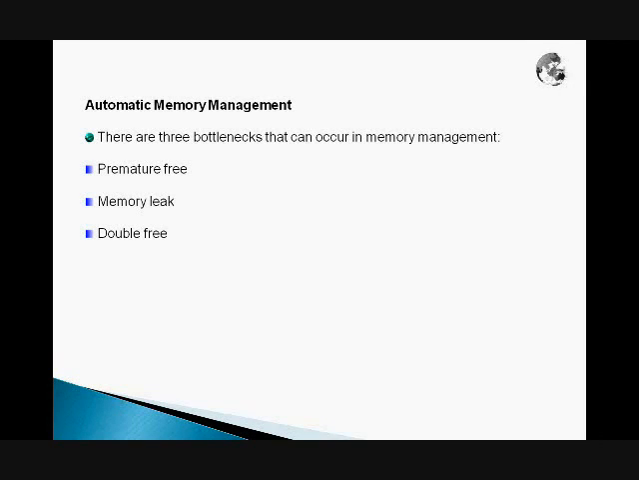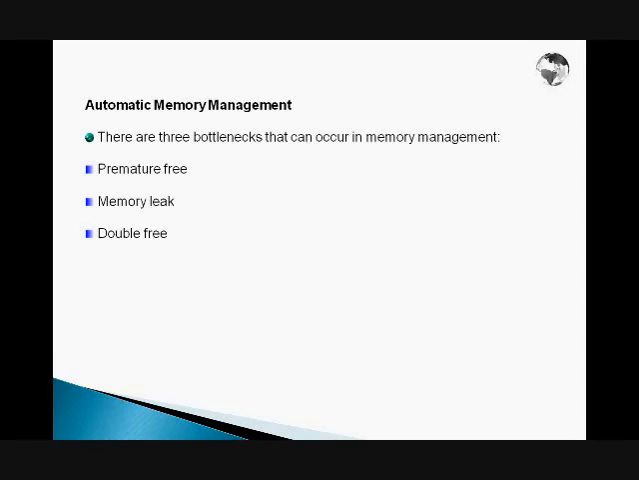The first one is premature free. It occurs if the program is coded to handle the allocation and deallocation of memory manually. As a result, a block of memory may be freed after being used by one part of a program but may be in use by another part of the program. The second one is memory leak. It occurs if a memory block is allocated but not freed. This may result in the program running out of memory resources.